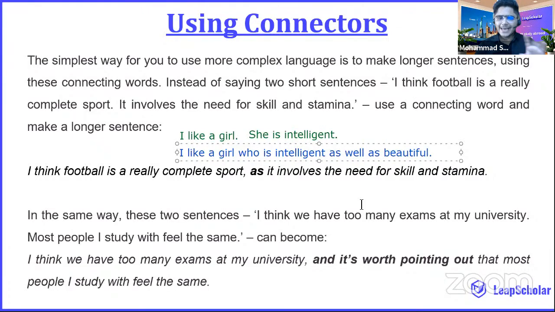So the bottom line here is that we have to speak at length. Whatever sentences can be connected, we have to connect them. We can use because also. I like a girl because she is intelligent. If you want to give the reason why you like a girl, then you can use because. But here you're saying, I like a girl who's intelligent, pointing out that she's intelligent. But using because is also fine. Okay, great.